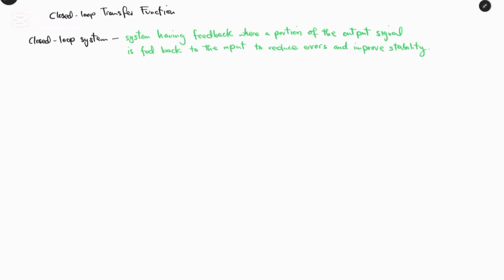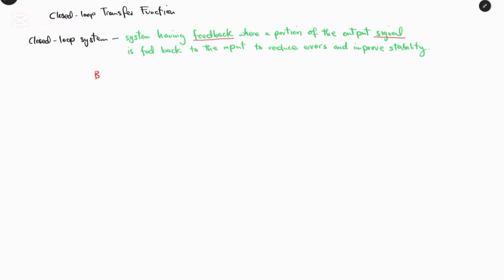So a closed loop system is defined as a system having feedback, where a portion of the output signal is fed back to the input to reduce the error and improve the stability. So the important thing to identify in a closed loop system is that it has feedback and the output signal is fed back to the input. In that case, it helps to reduce the error and improve the stability of the system.